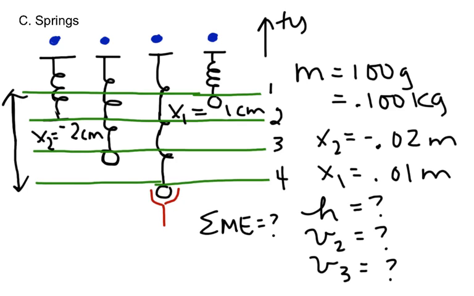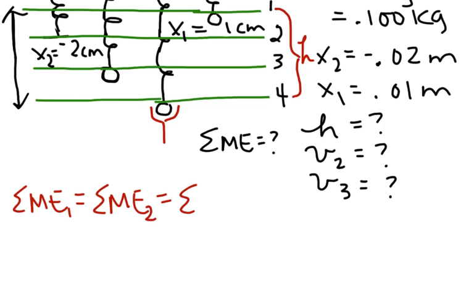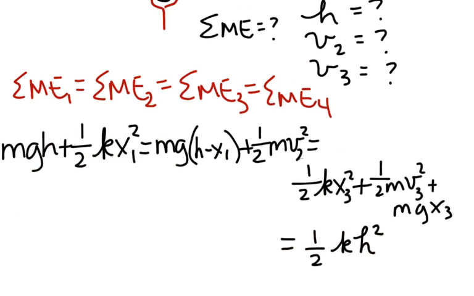And let me just draw in for you what h is. H is that height right there. Okay, so using conservation of energy, I know that the total mechanical energy in case 1 is equal to the total mechanical energy in case 2, equal to the total mechanical energy in case 3, and that's equal to the total mechanical energy in case 4.